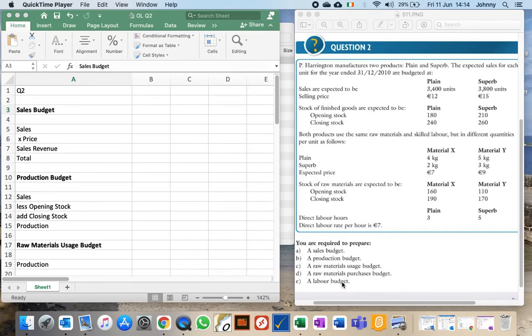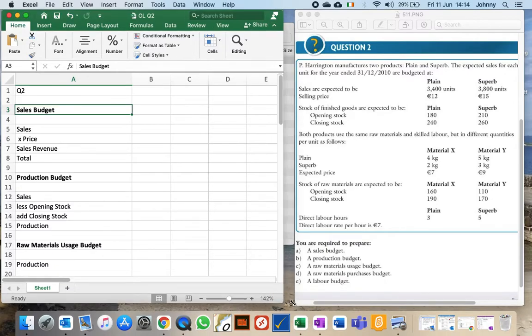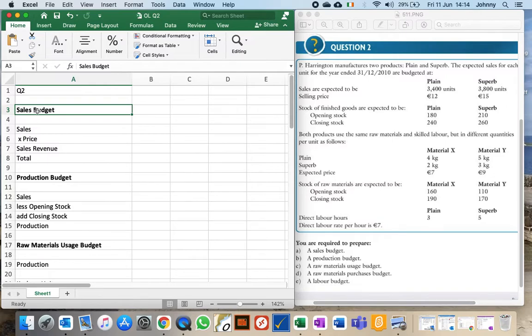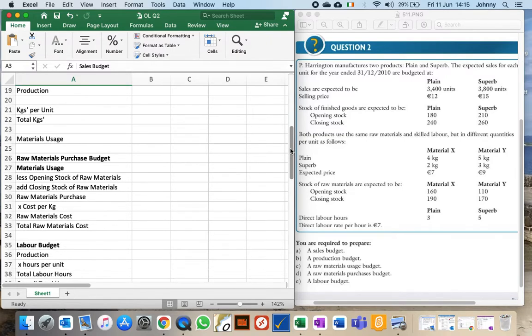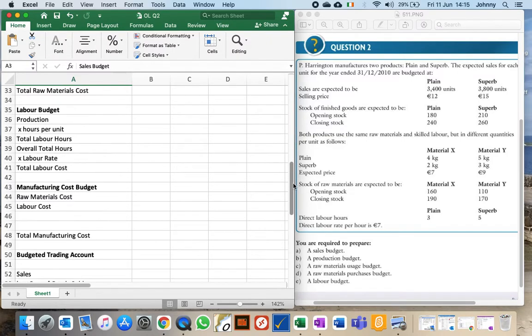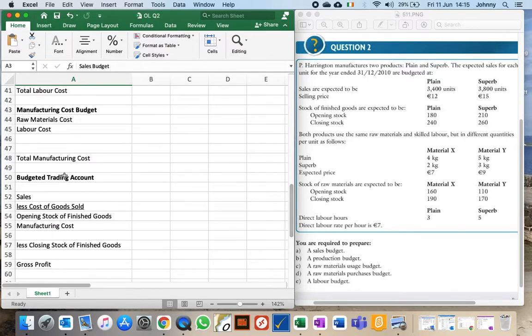This is order level question 2, production budgets, from page 511 in Modern Accounting. First, same as pretty much any question that we do, we need to lay out the blank document that we're going to fill in with our numbers. So we start off, we have a sales budget, production budget, raw materials usage budget, raw materials purchase budget, and then the labour budget. And you may be asked to do a manufacturing cost budget and a trading account, and I'll talk about those a little bit later.